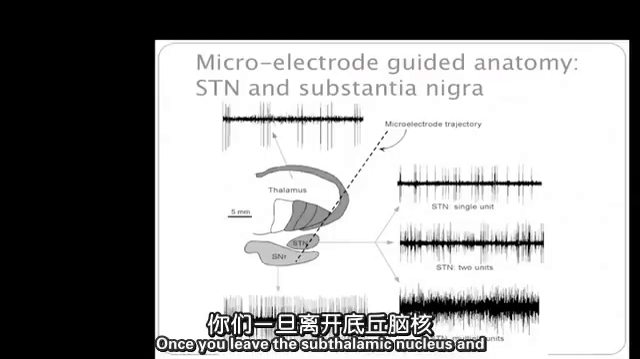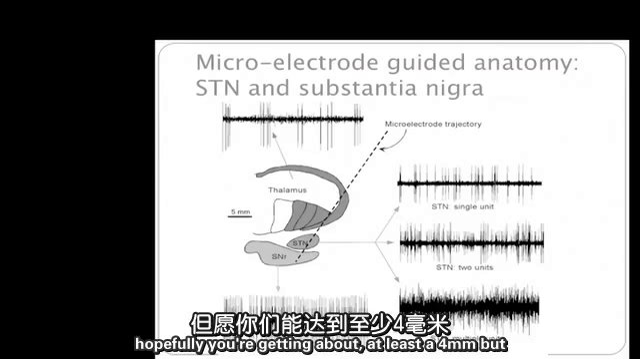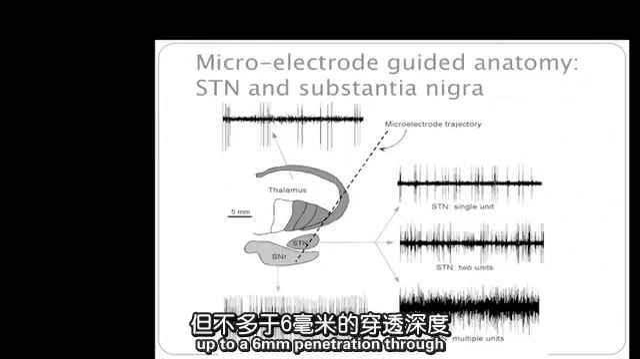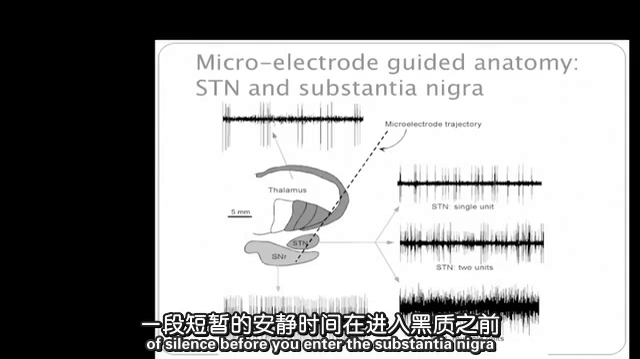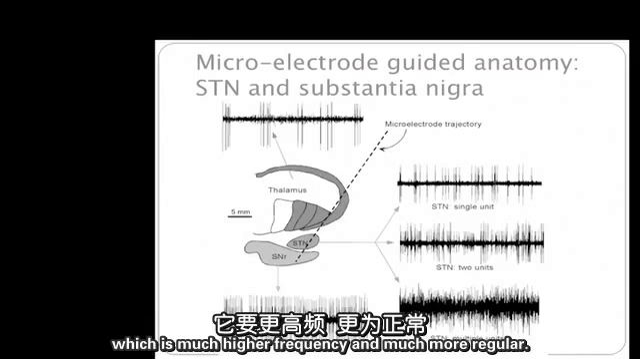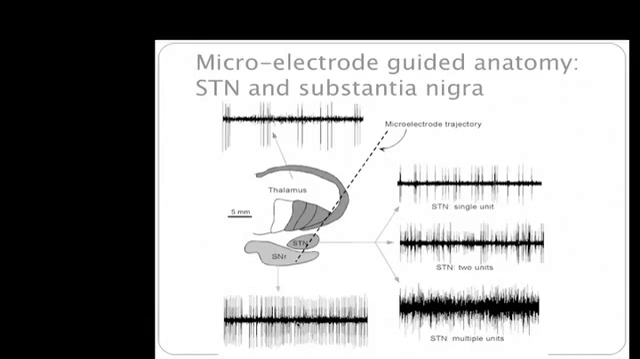Once you leave the subthalamic nucleus, and hopefully you're getting at least a 4 millimeter, but up to a 6 millimeter penetration through it, you get a brief period of silence before you enter the substantia nigra, which is much higher frequency and much more regular in its pattern.